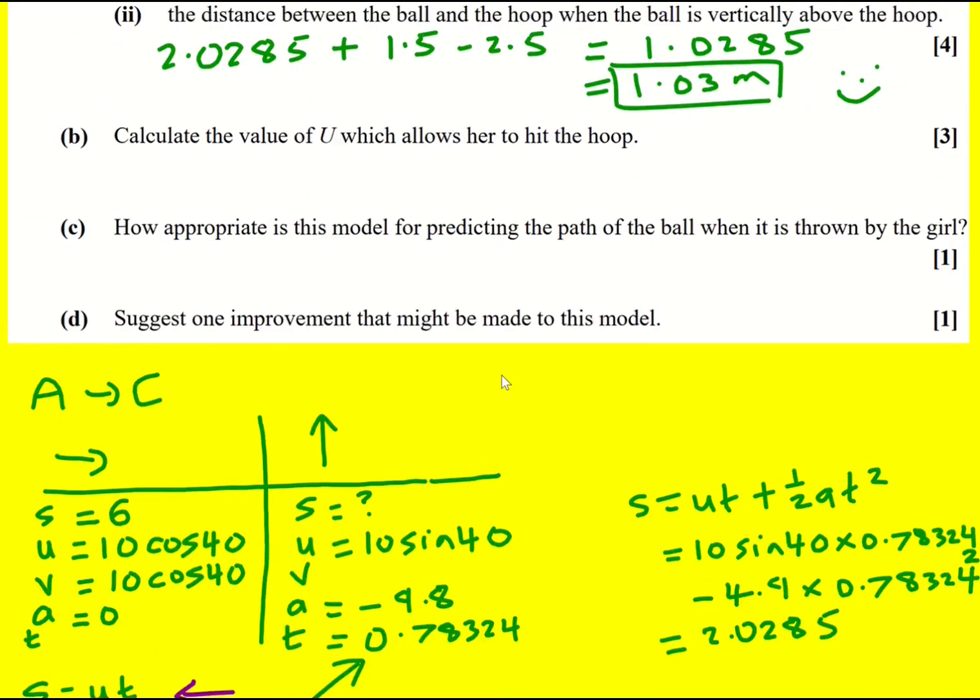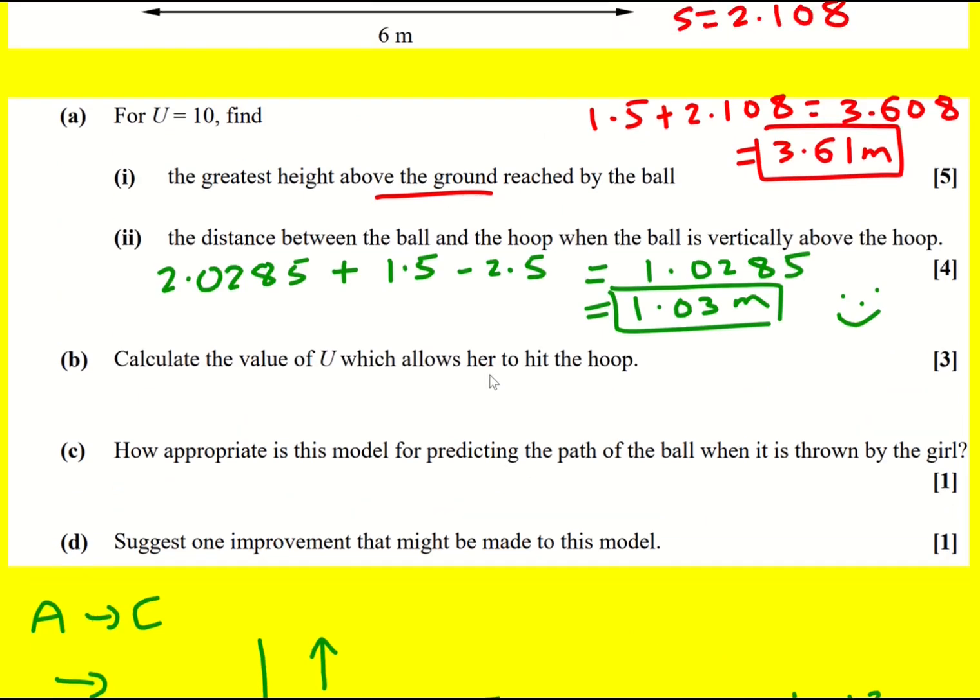Now, finally, we're asked a couple of modeling questions. How appropriate is the model for predicting the path of the ball when it's thrown by the girl, and suggesting improvement? So I went with air resistance for both of these. I said it's not very appropriate because it ignores air resistance. And then I said for part D, we can include air resistance.